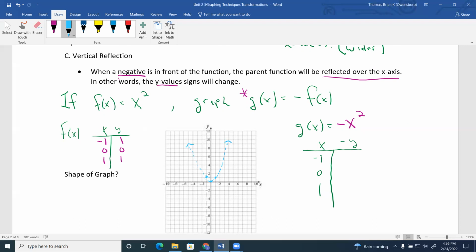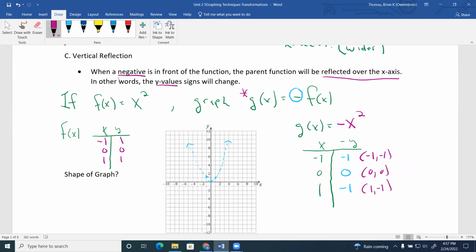Now to graph g of x, notice how there's this negative on the outside. That's going to reflect the graph over the x-axis. In other words, it's going to change the signs of my y values. So notice how my y value was a 1. Now it's going to turn into a negative 1. My y value was 0. Well, that stays 0. But the other one is also going to turn into a negative 1. So when I graph this function, we're going to have the ordered pairs -1, -1, 0, 0, and 1, -1.